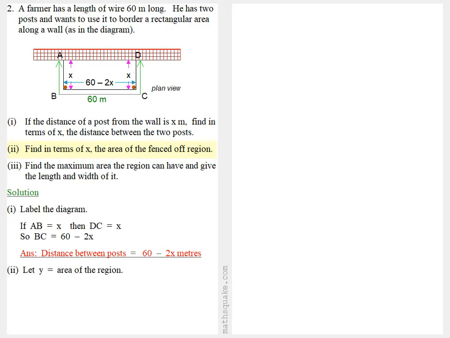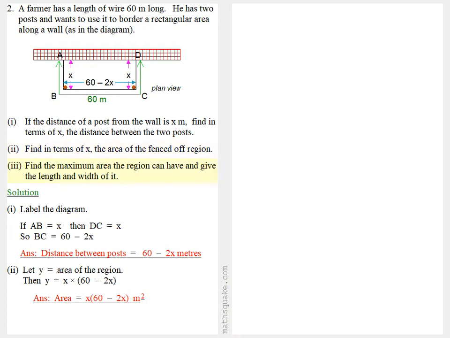Well, we can call the area y. Let y equal the area of the region. Then y is the width of the rectangle times the length of the rectangle. So y is equal to x times (60 minus 2x). So the area is x times (60 minus 2x) square meters.